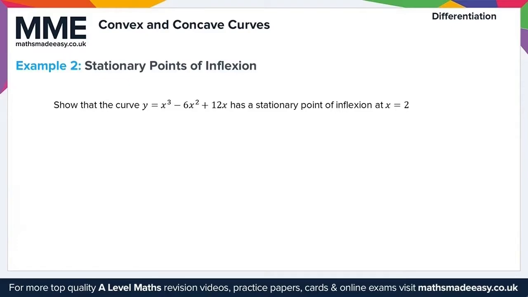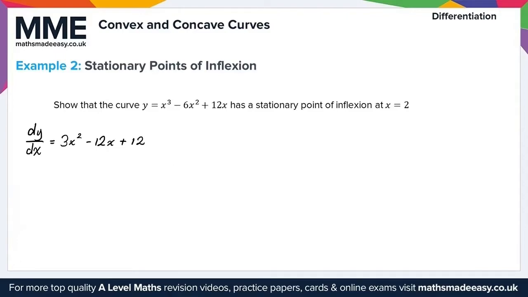In this example, we're asked to show that the curve, which is given here on the screen, has a stationary point of inflection at x equals 2. To do this, we need to find dy by dx and the second derivative. Let's find dy by dx first. That means we're just going to differentiate y term by term. If we differentiate x cubed with respect to x, that gives us 3x squared. Minus 6x squared differentiates to minus 12x. And finally, plus 12x differentiates to plus 12.